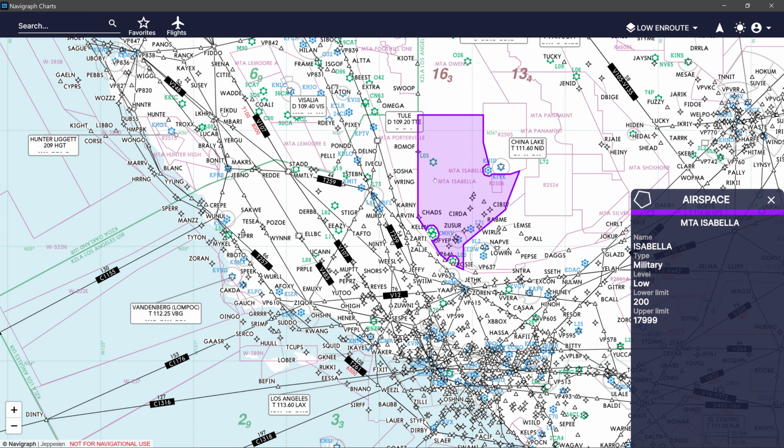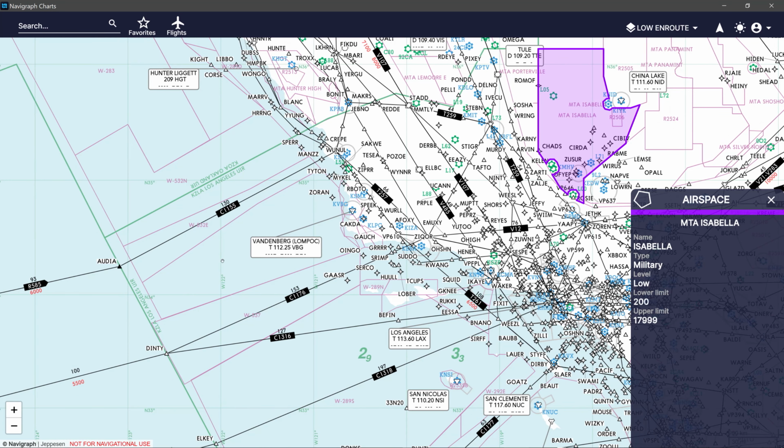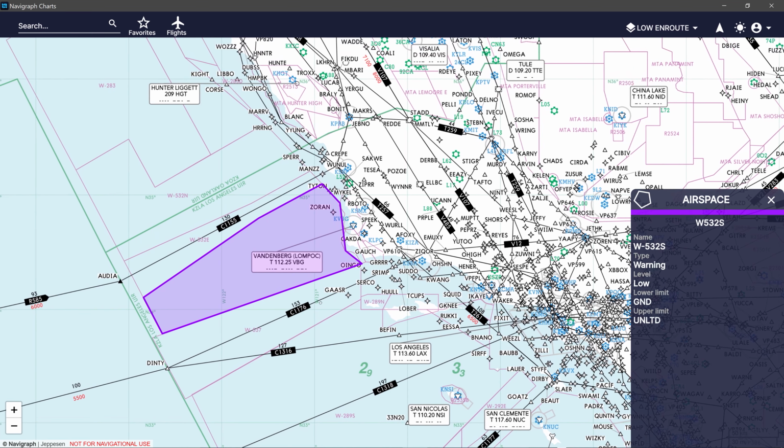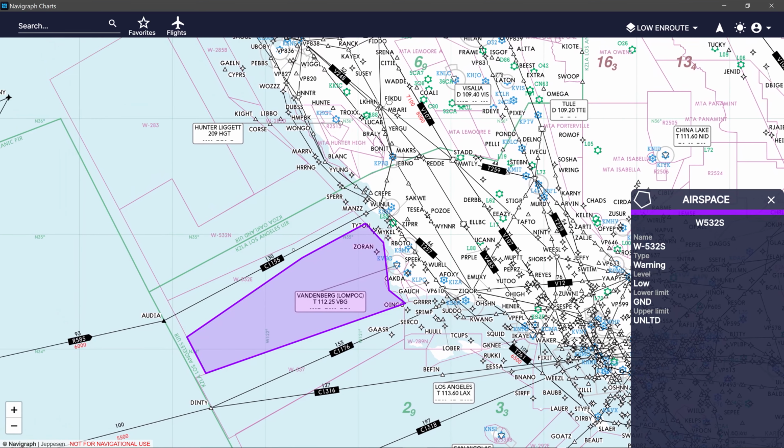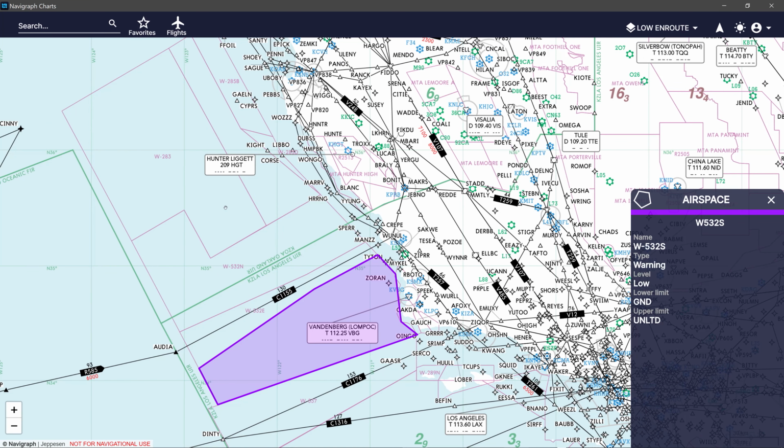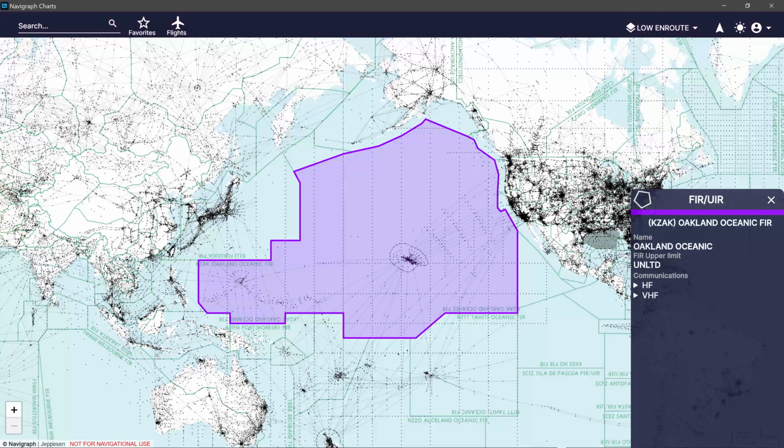Now there might also be a military designation for this area on the high en route chart, so you'd have to check that. If we come over here, you'll see things like warning areas. So they're not necessarily military, but either way, they're letting you know that there's something that could be detrimental to yourself or aircraft if you enter those areas. Lastly, just out of interest, there are some very large FIRs or flight information regions like Oakland Oceanic.